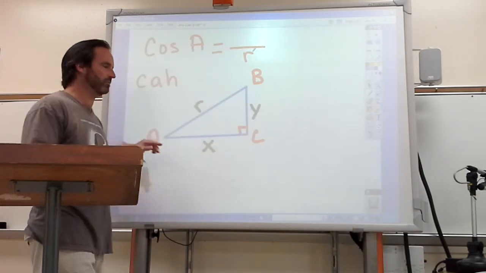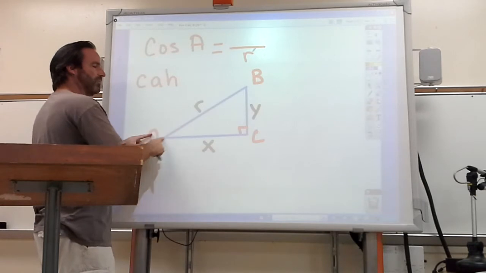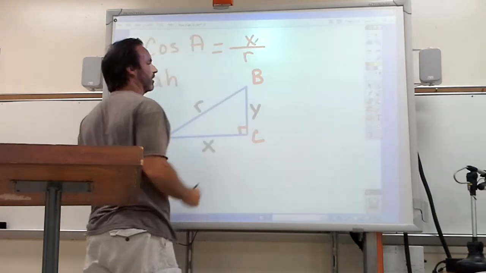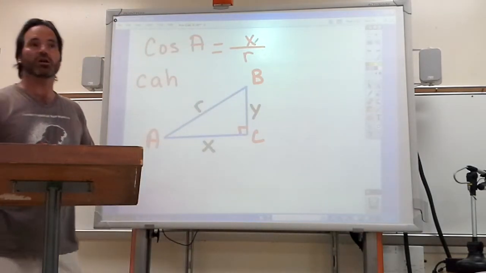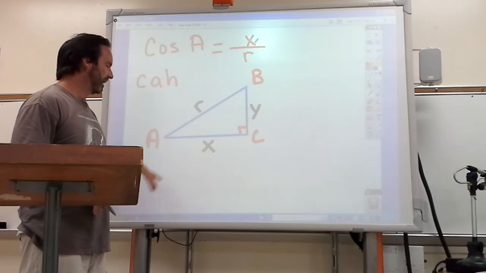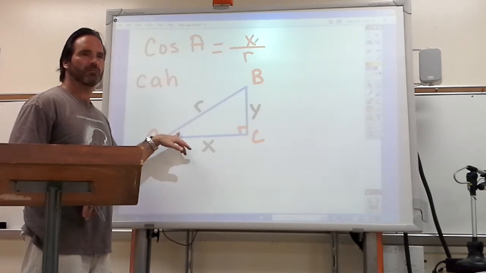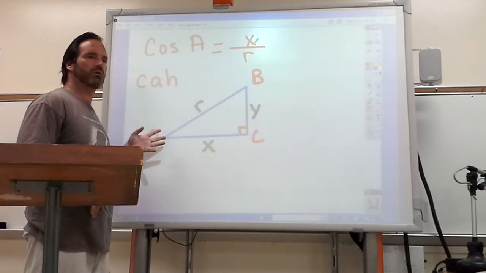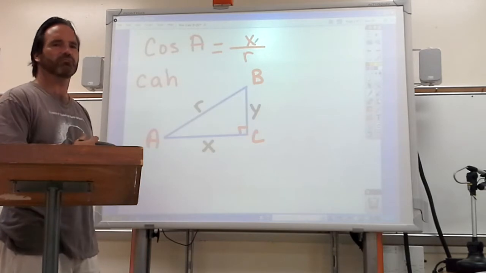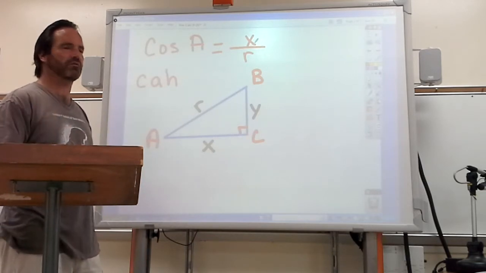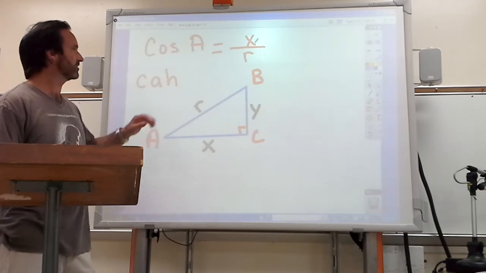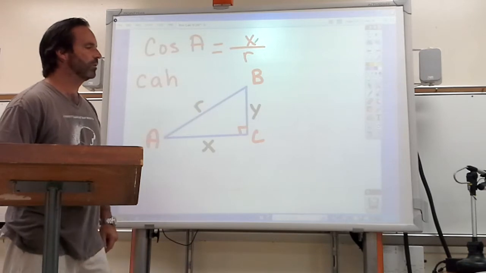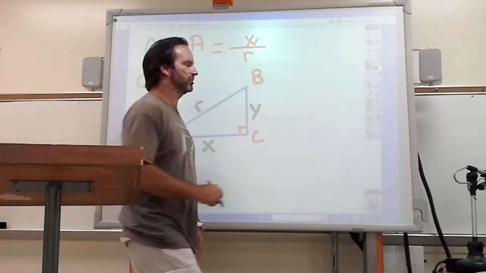No, adjacent means next to. The adjacent side helps form that angle. Okay, so adjacent, this would be x over r is the cosine of angle A. If that was, again, 30 degrees, and you plugged in cosine of 30 degrees, you would get the square root of 3 over 2, whatever that number is, I forgot. Okay? Alright, so cosine, adjacent over hypotenuse. One more. What is it? Tangent.